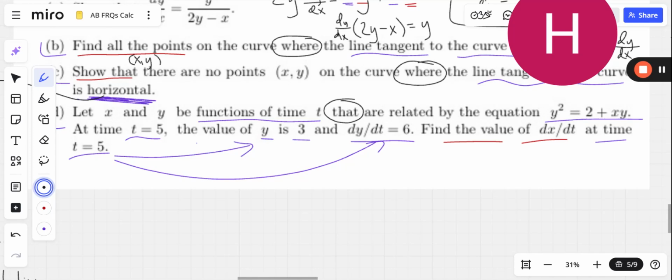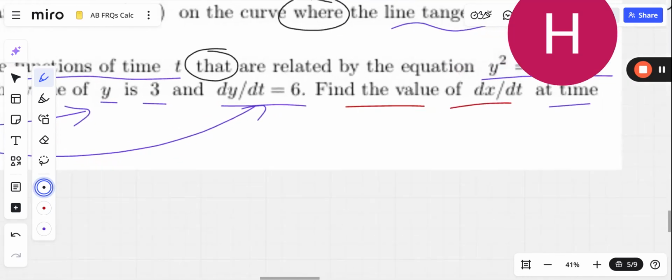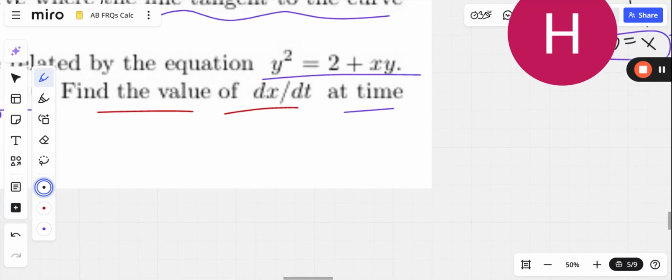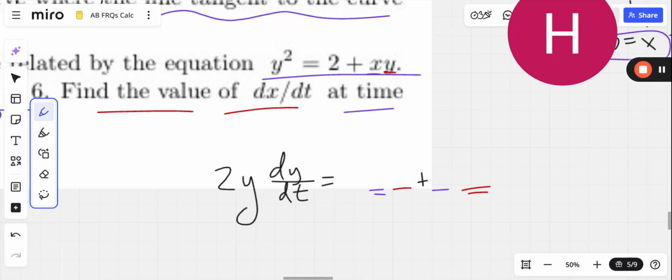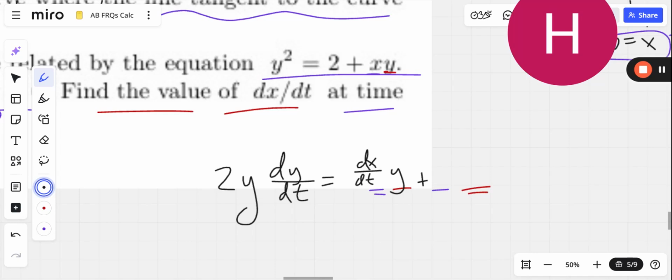So what we have to do here is take the derivative of both sides, but we have to do it with respect to time, which means that we're going to get an implicit derivative on any variable, the x and the y. Here's what that looks like. 2y dy/dt equals still 0, the derivative of 2 is still 0, plus here's our product. So remember how we do the product. It's going to be the derivative of the first thing, leave the second thing alone, plus leave the first thing alone, take the derivative of the second thing. So that's going to be dx/dt times y plus x times dy/dt.